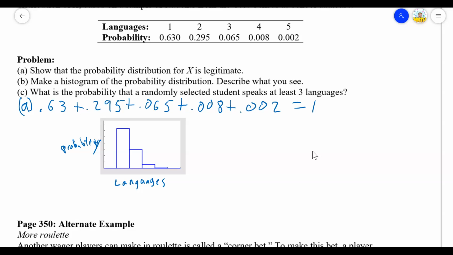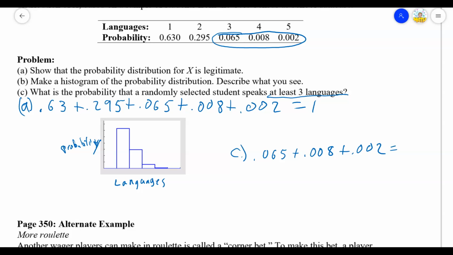are labeled. What's the probability a randomly selected student speaks at least 3 languages? So we want to be careful with this. The way this is worded, at least 3 means 3 or more. So I have to add up all 3 of these. Okay, so I'm going to add up 0.065, 0.008. I'm going to add all those up, and that'll be the probability that somebody speaks at least 3 languages. So that probability would be 0.075.